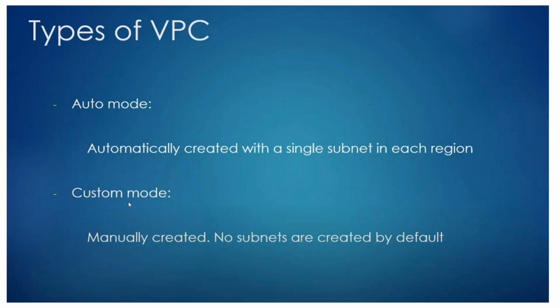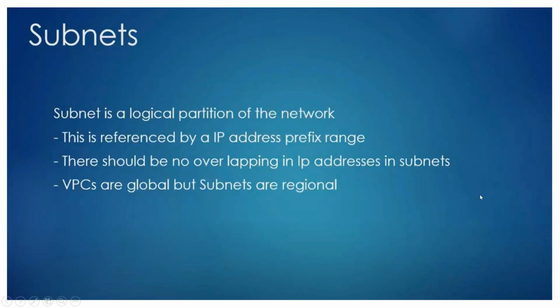Next, subnets. What is a subnet? A subnet is a logical partition of the network. Logically we create the network and divide it within a VPC, and that divided partition is a subnet, right? It is referenced by an IP address prefix range. There should be no overlapping of IP addresses in subnets. VPCs are global, but subnets are regional.